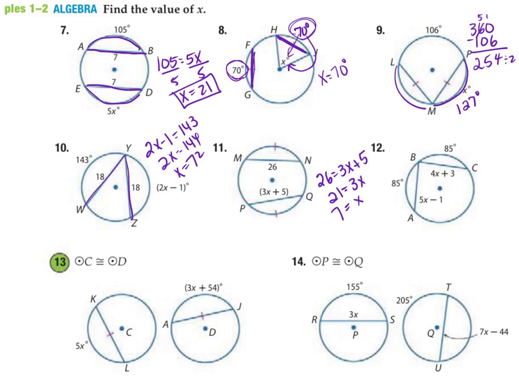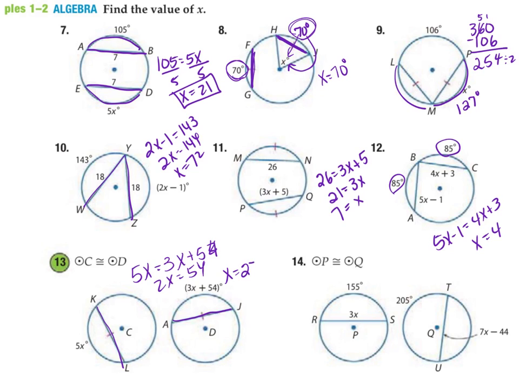This is one of the easiest lessons in this chapter for sure. On number 12, my measures are the same. 85 and 85 are the same, so my chord lengths have to be the same. On 13, I have congruent circles. So if I have congruent chords and congruent circles, then their corresponding arcs are the same. It should be 54. So x is going to be 27.